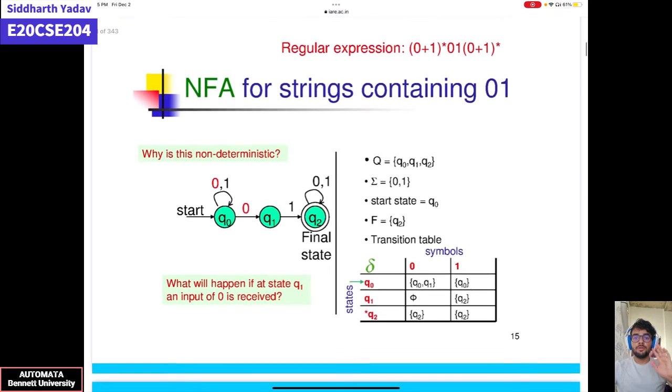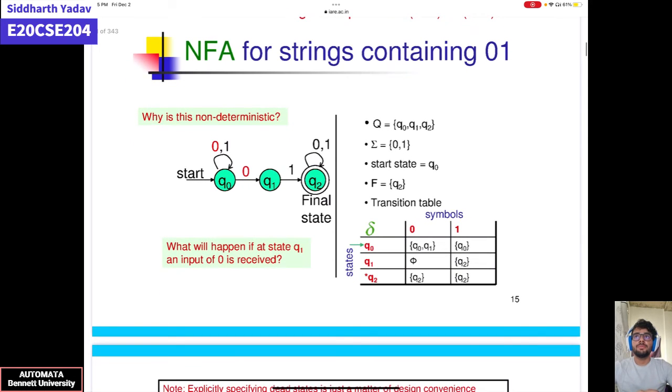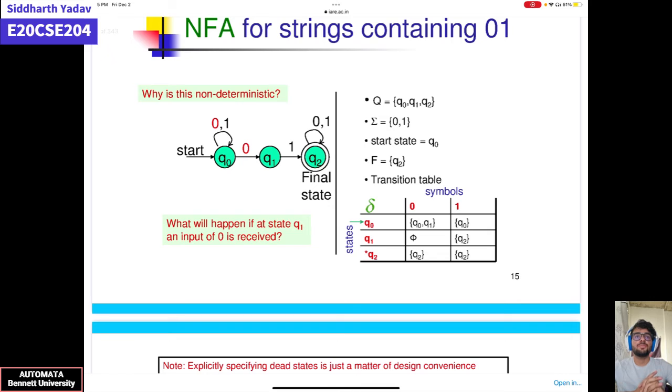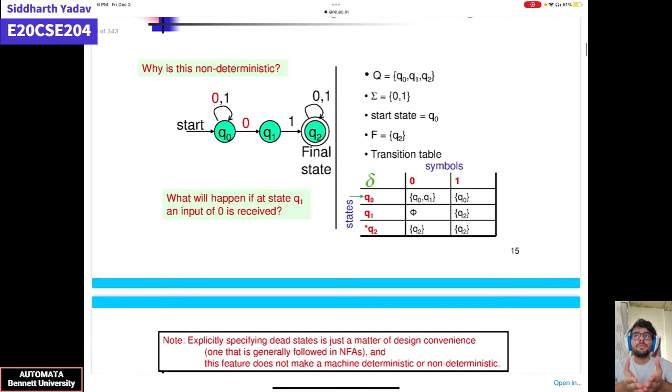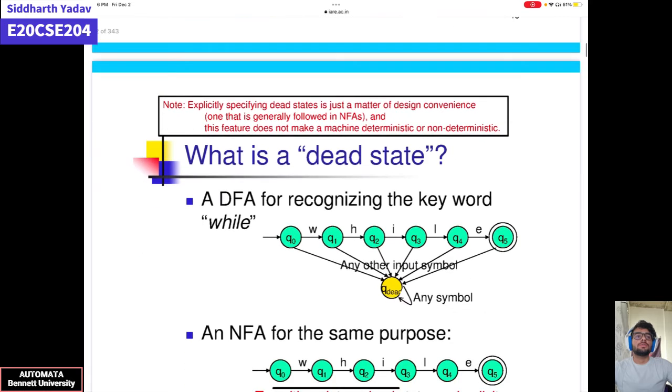Regular expression: 0 0 plus 1 star 0, 0 plus 1 star. Why is it non-deterministic? Start at the start state 0, 0, and Q1 is the new final state. What happens if the state is Q1 and an input of 0 is received? Q equals Q naught, Q1, Q2; sigma is 0 1; start state Q naught; F equals Q2. This is the transition table.